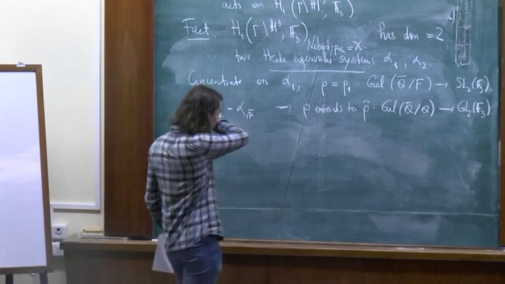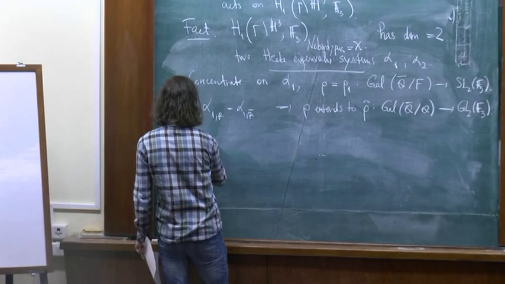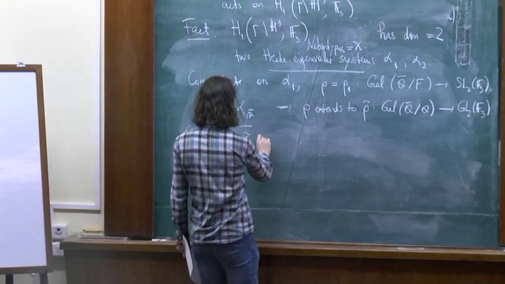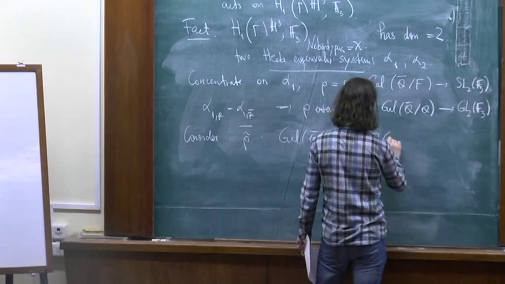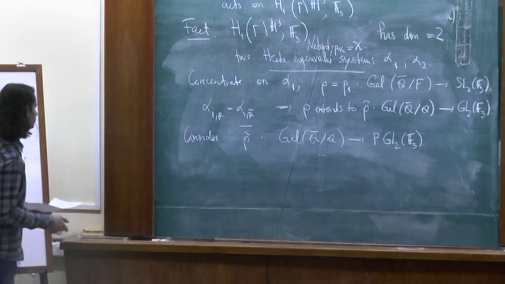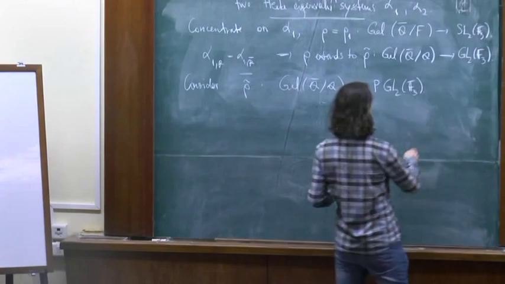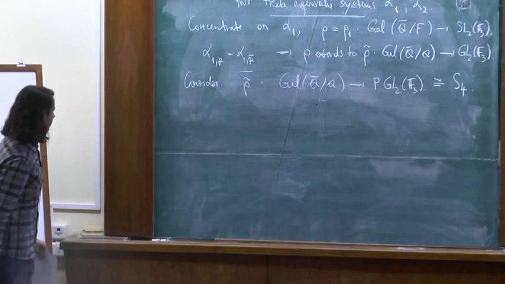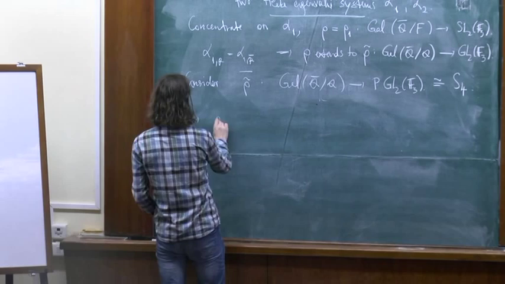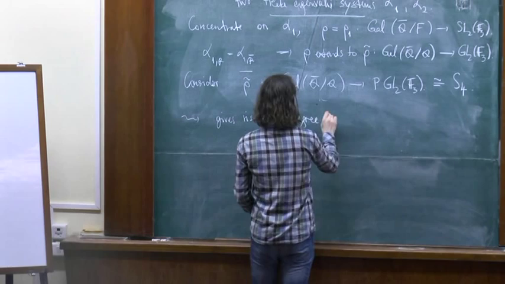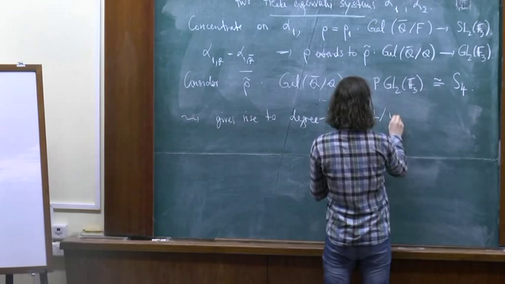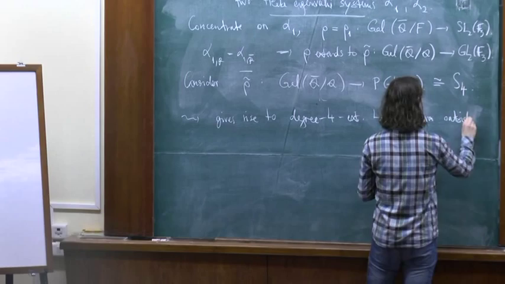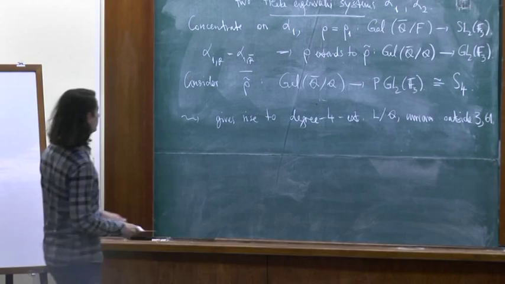But actually, the group GL2 S3 is a bit too big for me. So let's, for the moment, consider this representation rho tilde bar, which goes to PGL2. And if you think about it, that's just the symmetric group on 4 elements. This gives rise to a degree 4 extension L over Q, which is unramified outside 3 and 61.